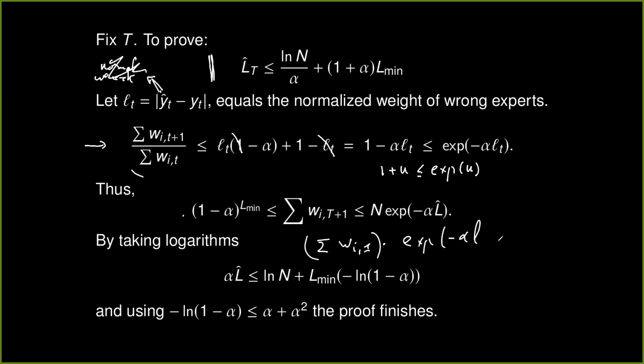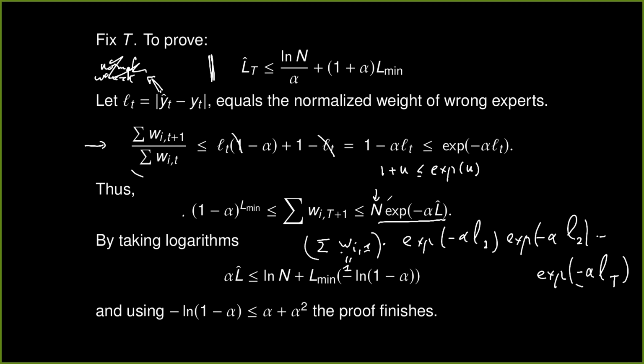So our loss at 1, exponent minus alpha, the loss at 2, and so on. Loss at time t. So the little l is our instantaneous loss. So when we work out this exponent, we have precisely this, our exponent minus alpha times the cumulative loss. And recall that the initial weights were all equal to 1. So when we sum over all experts, we have n, the number of experts. Okay. And so we've proven this inequality.